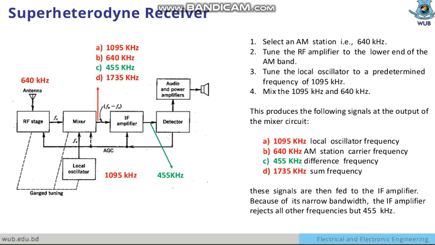First of all, select an AM station that is 640 kilohertz. That means the receiving frequency will be 640 kilohertz. The station is designed for a certain frequency, and tune the RF amplifier to the lower end of the AM band. That means the RF stage will be tuned to the lower end of the amplitude modulation band, and the RF amplifier has to be tuned in that kind of section.